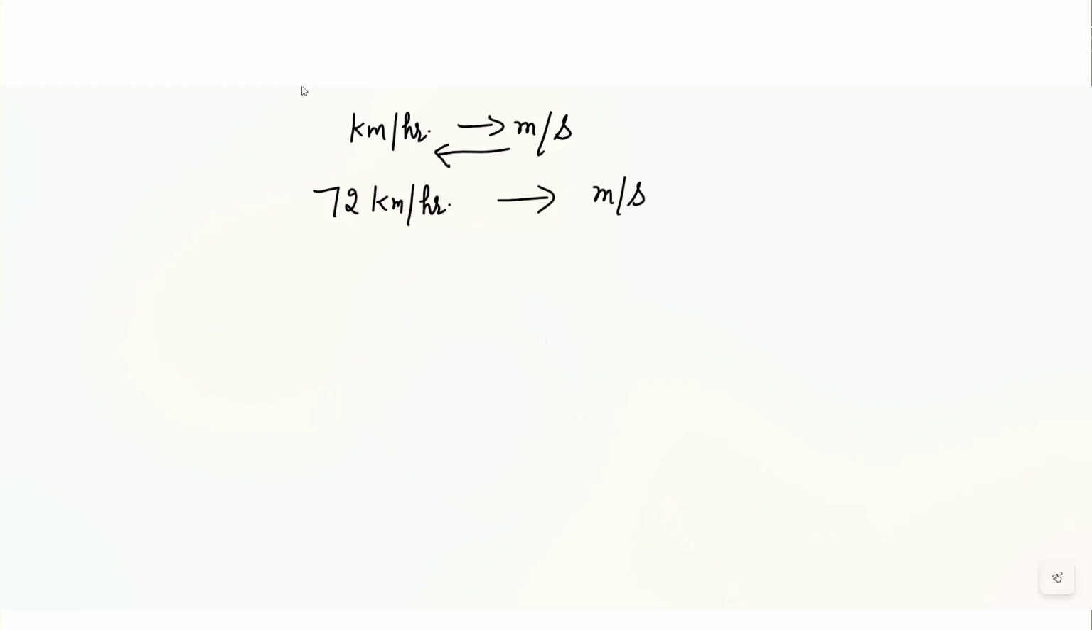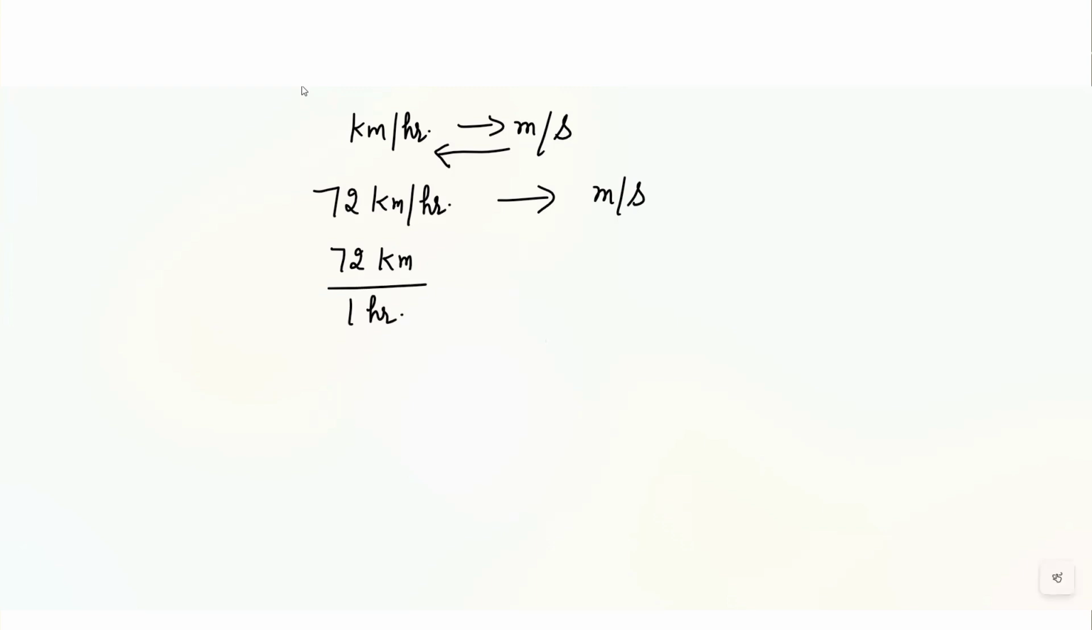Hello students, today we will learn how to convert kilometer per hour into meter per second and meter per second into kilometer per hour. So let's take an example. If I have to convert 72 kilometer per hour into meter per second, what I need to do? First of all, 72 kilometer per hour means 72 kilometer in 1 hour.